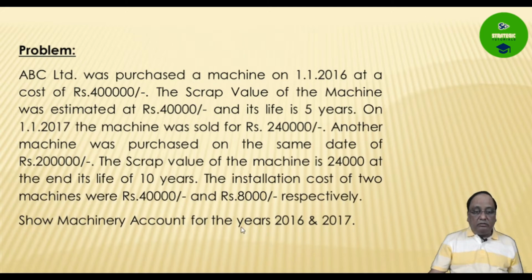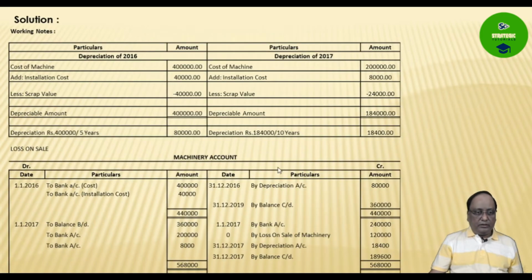So we prepare the machine account for 2016 and 17. This is a typical example simply because there are 2 years and the basic depreciations are different. So you have to work out and give a good presentation of depreciation. You first calculate the depreciation. This is year 2016. The cost of the machine is 4 lakhs, installation 40,000, less scrap value 40,000.